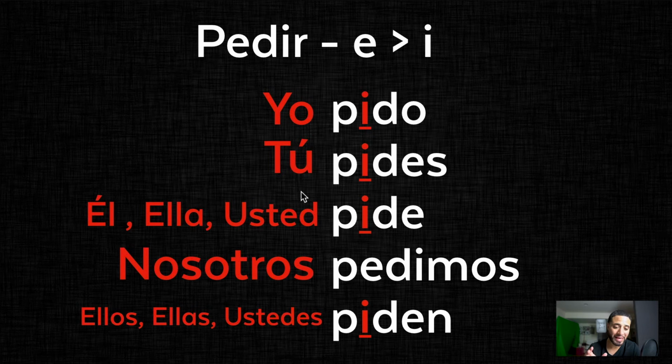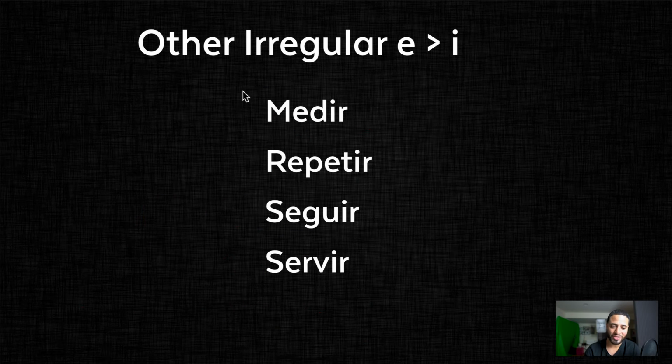We have pedir, so this is E to I. So pedir isn't pedo, it's pido, pides, pide, pedimos, piden. All right. So other irregular E to I verbs are medir, repetir, seguir, servir.